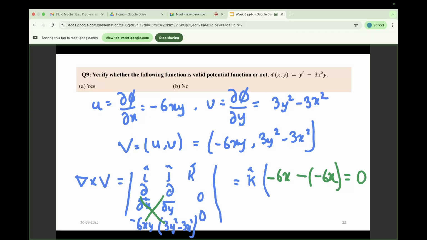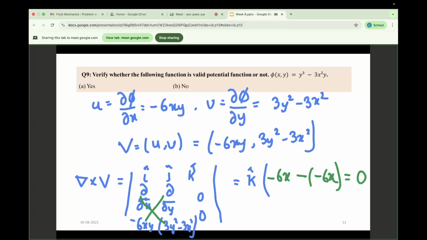So always remember, if it is given that a flow is irrotational, then it will definitely be a potential function, right? But if it's a potential function, you have to check whether it is rotational or irrotational by this formula.